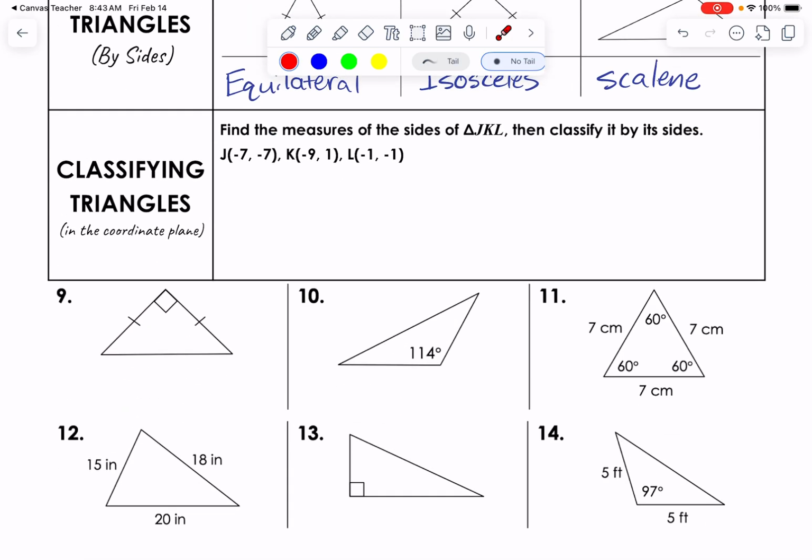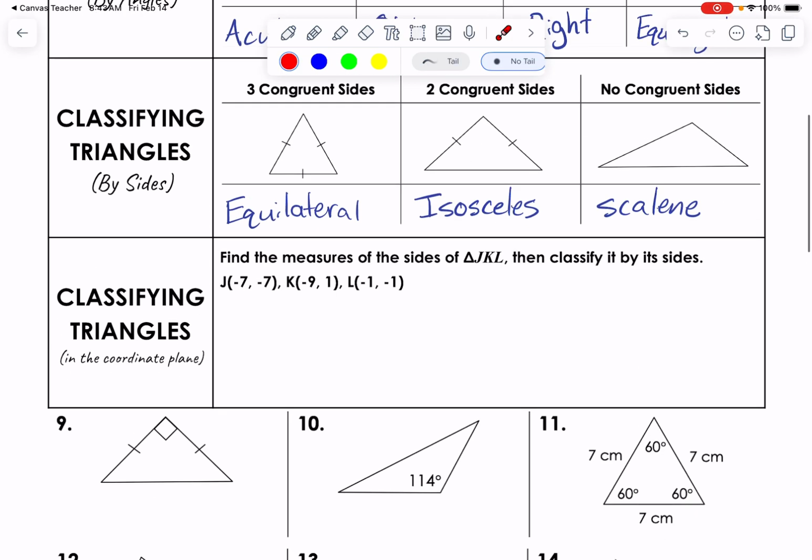We can also classify our triangles even if we don't have a picture. So if they've just given us the three coordinates of the triangle, we can still use these to classify it by its sides. The way we do that is we have to use the old handy-dandy distance formula. So remember, the distance is the square root of x2 minus x1 squared plus y2 minus y1 squared. So I can plug all of those in.